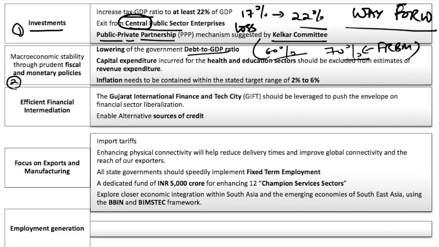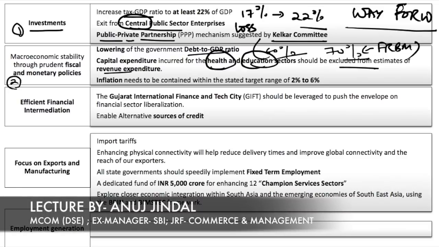Capital expenditure incurred for health and education has to be excluded from revenue expenditure and put into capital expenditure, so that the government is more incentivized to invest in health and education, which are important pillars for sustained growth of the economy. Inflation needs to be contained within the target of 2 to 6%.